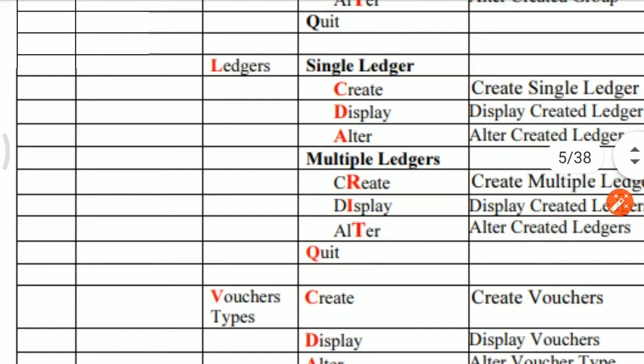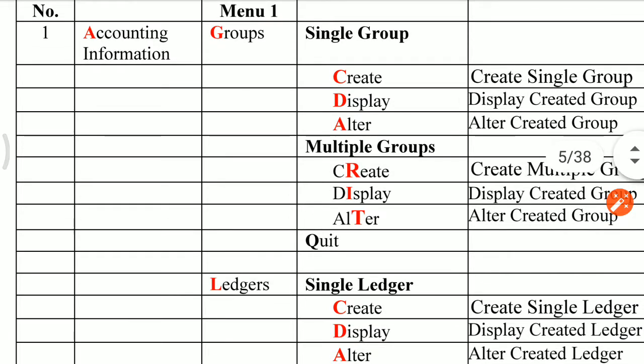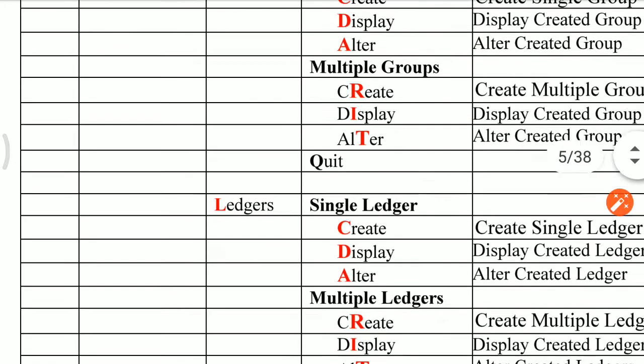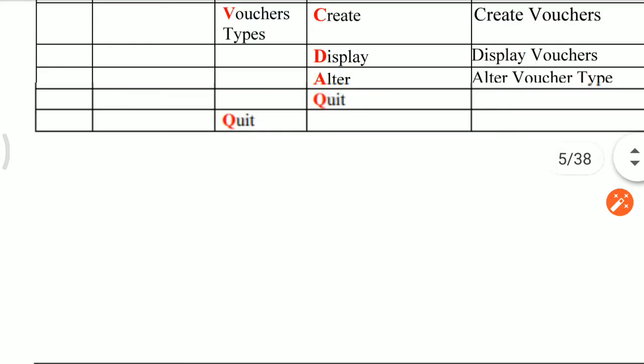Next option is ledger. In the case of single ledger, the options below are create, display, alter. Multiple ledger: create, display, alter and quit. Friends, in groups and ledgers, the submenus are the same. In the case of voucher types, the options available are create, display, alter, and the last option is quit.